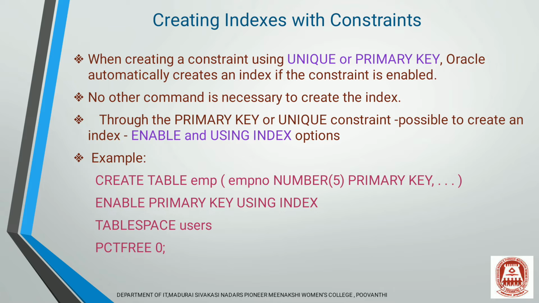When creating a constraint using a unique or primary key, Oracle automatically allocates an index if the constraint is enabled. So no other command is necessary for creating the index when creating indexes with a constraint. You can do it simply. This is a special feature of this particular syntax: through a primary key or unique key constraint, we can create an index. There are two options for doing this, that is ENABLE or DISABLE, and the USING INDEX option. This is the syntax for creating an index with a constraint.